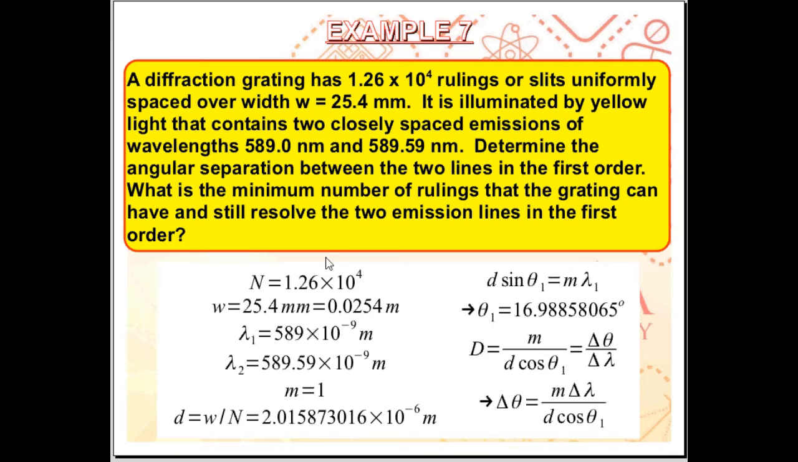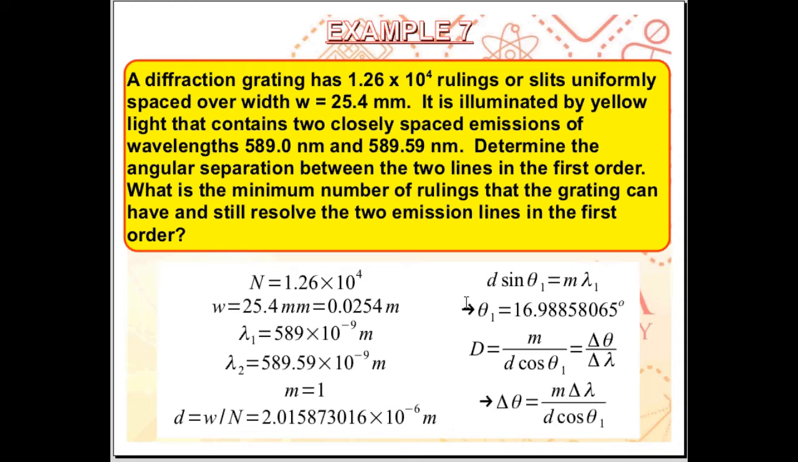We can get the slit-to-slit distance for our diffraction grating by dividing the total width of the grating by the number of slits. So W divided by N, we have the slit-to-slit distance, 2.015873016 times 10 to the negative 6 meters.